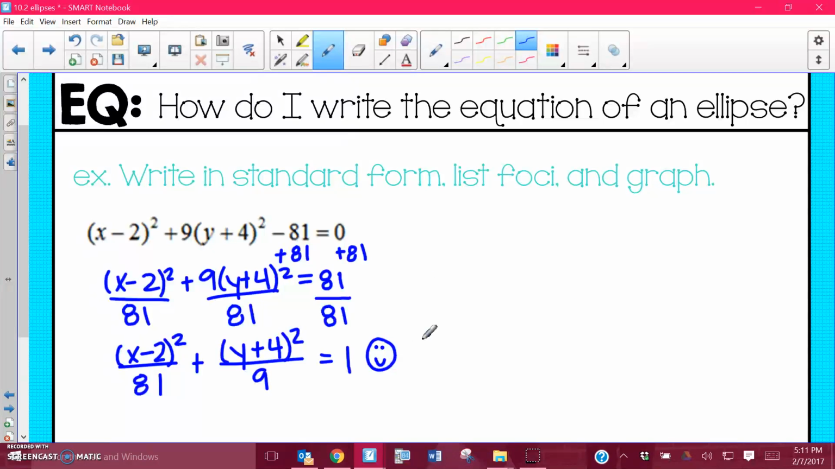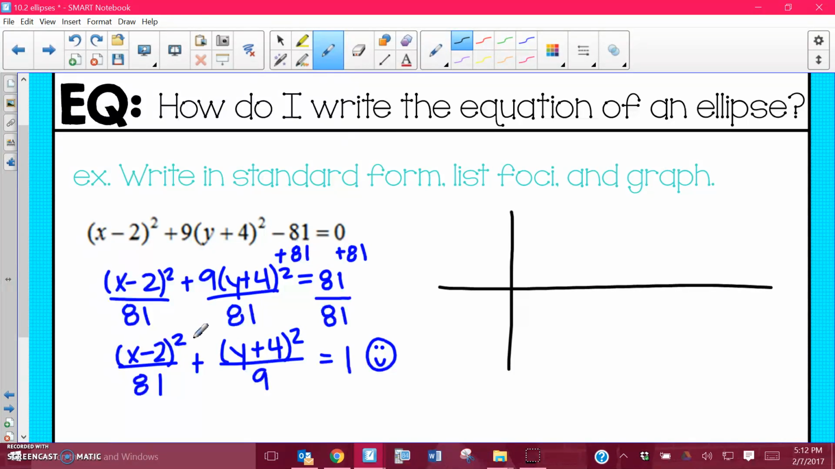Now I can do something with this, and I can find all those pieces that they're looking for. They want to know my foci, and they want me to graph it. Okay, so the first thing that I'm going to go ahead and do is graph, because I'm a visual person and I want to see the picture of this interesting ellipse. Wow, that was a terrible, terrible line.